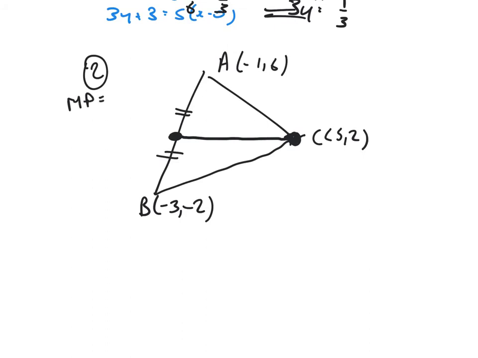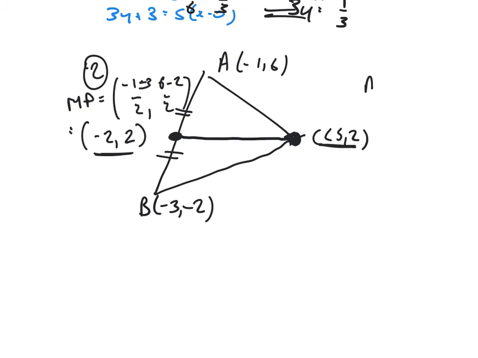Okay, so remember the midpoint is an average of the x and y coordinates. So that's minus 1 minus 3 over 2, 6 minus 2 over 2. Minus 1 minus 3 is minus 4 over 2 is minus 2, and 6 minus 2 is 4 over 2 is 2. We now have 2 points that lie on the line, so we can find the gradient.